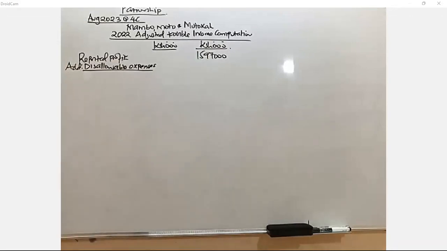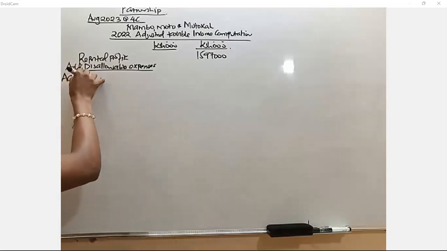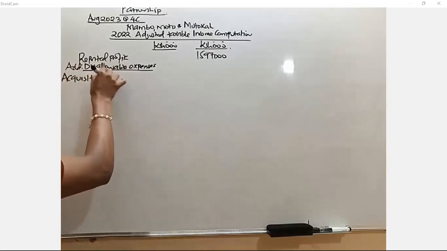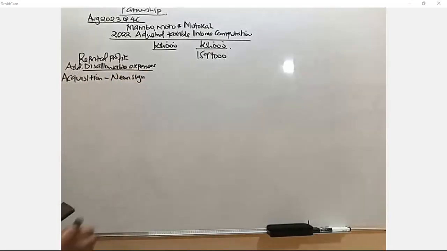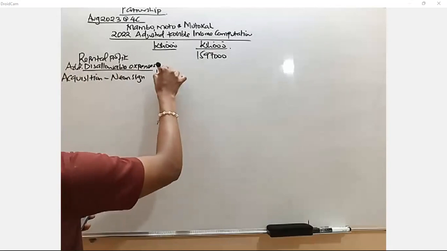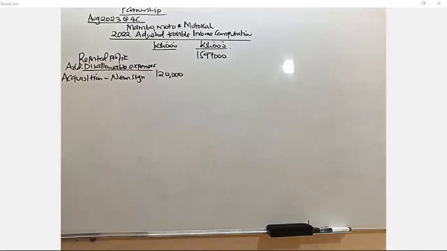Like number one, when you look at the advertisement expenses, we are being told these advertisement expenses include 120,000 spent on the acquisition of the neon sign. It is a disallowable expense. Acquisition of the neon sign, we have 120,000.